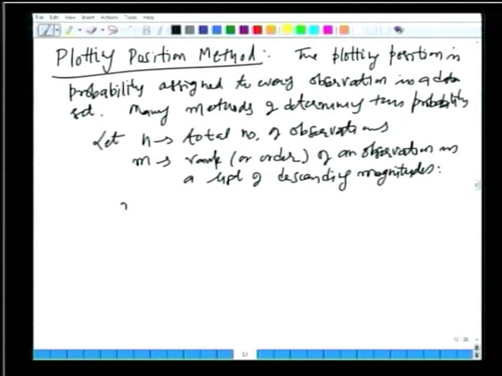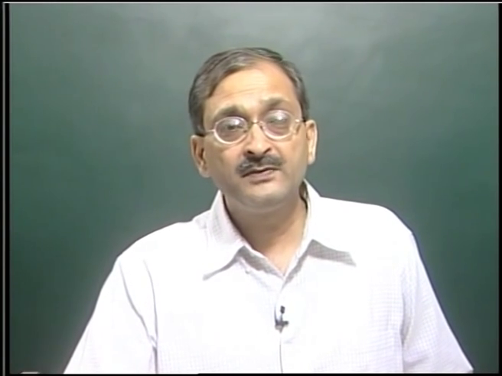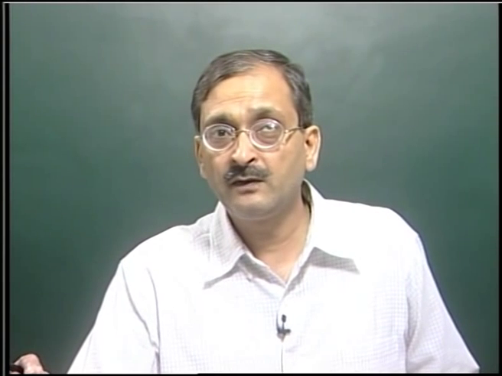And then x subscript m we say is the magnitude of event of order m. So, now let us say we have the data and different data points, observations, we arrange them. So, we determine what is m. M is the order which will vary from 1 to n.